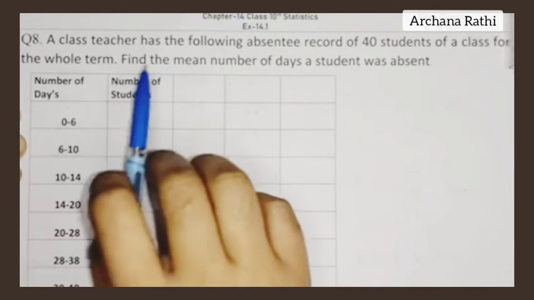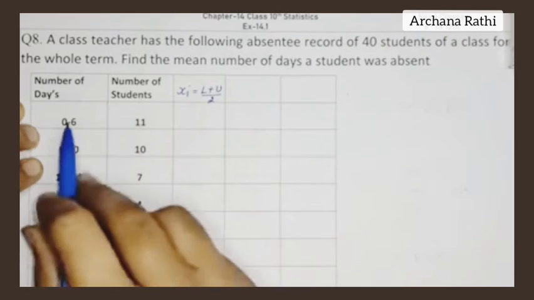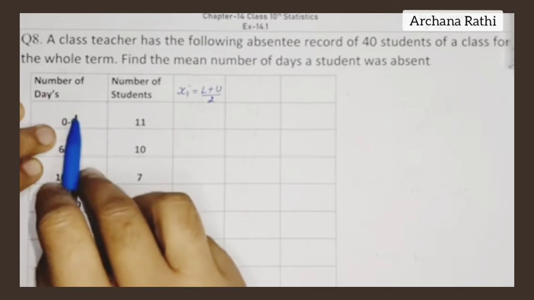Let us discuss question number 8. A class teacher has the following absentee record of 40 students of a class for the whole term. Find the mean number of days a student was absent. If you observe here, the classes are of different class width, but they are continuous. So we will find the mid value for each class.